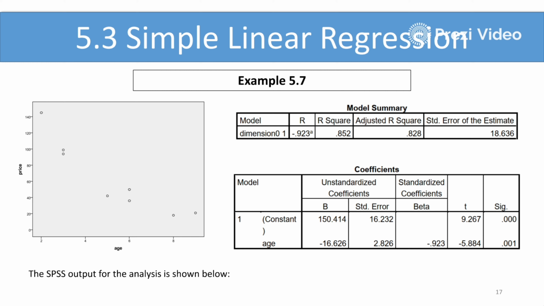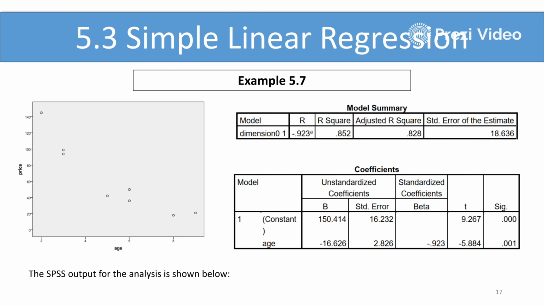Nampak tak R kat sini? Okay, R kat sini nampak negative 0.923. So, negative here indicates the negative relationship. Negative 0.9 ni maksudnya strong negative relationship. Don't miss that word: strong negative linear relationship. Strong, sebab 0.9, and then negative because there is a negative in the result, and then linear relationship because kita buat simple linear regression.